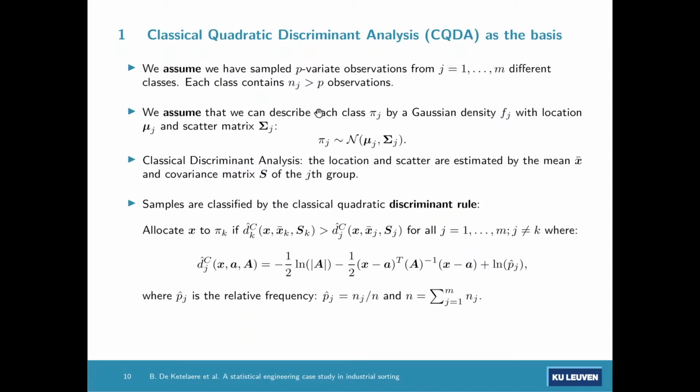Now, in the classical version of discriminant analysis, you estimate the location and the scatter just by the mean vector and the sample covariance matrix S. So that's what you typically do. And once you have estimated those, you can calculate here the discriminant score here, and you assign a certain observation to the class for which this discriminant score is maximized. So that's the classical approach to a quadratic discriminant analysis. So that was kind of the starting point for the classification, for which the company realized that it was quite sensitive to the measurements and the label noise.